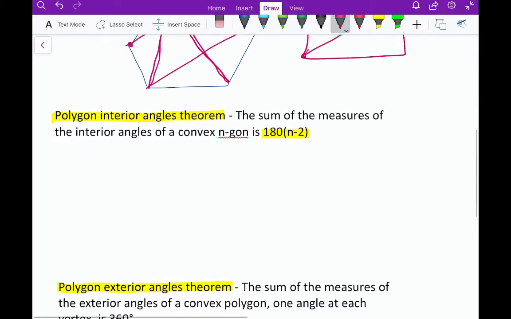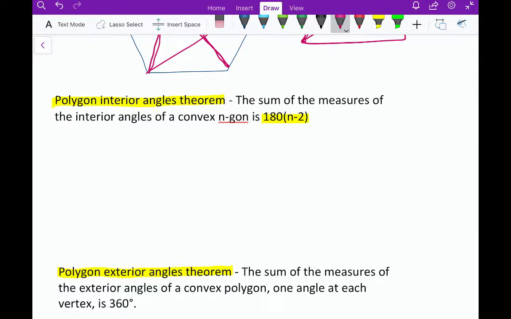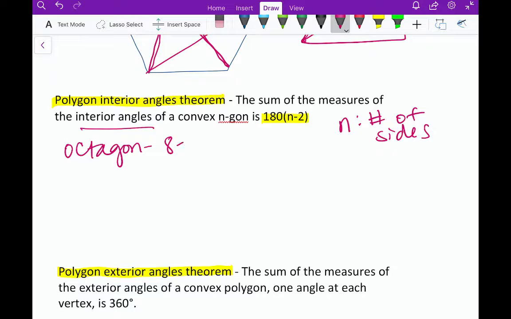The polygon interior angles theorem says that the sum of the measures of the interior angles of a convex, so that's why you need to know the difference between convex and concave, n-gon is 180 times n minus 2. N is the number of sides in the polygon. So an n-gon means a polygon with n number of sides. So if it's a 12-sided polygon, it's a 12-gon. Okay, we know that, for example, an octagon is 8-sided, so that would be 8-gon, but we don't use 8-gon, we use octagon. Okay, at the end of this video, I will review with you the names of the polygons.